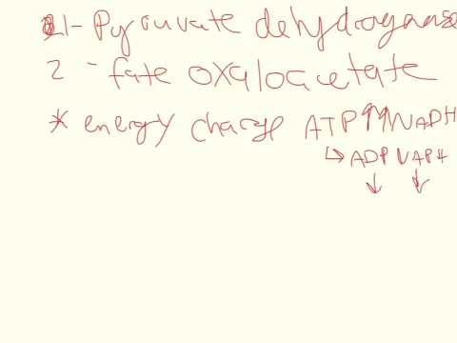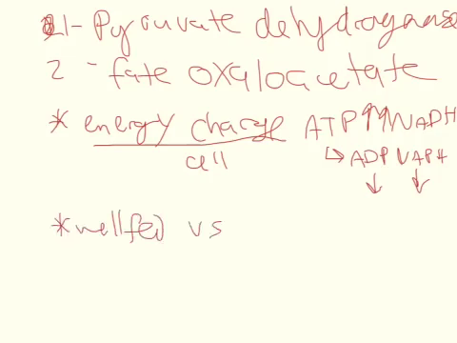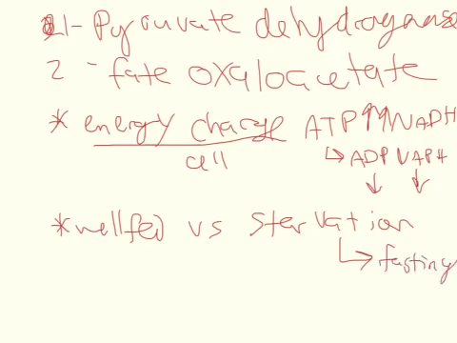The second thing is the state of the organism. So this is the energy charge of an individual cell, then we've got to think whether it's during the well-fed state versus the starvation state. Well-fed versus starvation. And sometimes starvation seems extreme. I like the word fasting. And this is more of a systemic thing. So why is that important?